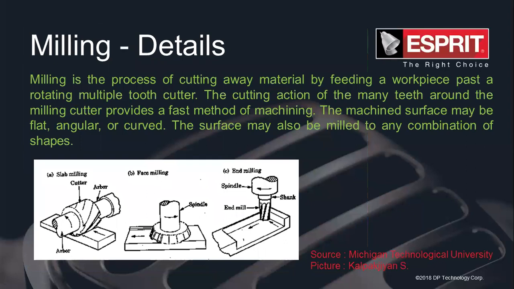Now, what is milling? Milling is a process of cutting away material by feeding a workpiece past a rotating multiple-tooth cutter. As we saw in turning operations, the workpiece rotates and the tool remains steady. Here, the tool rotates and the workpiece moves relative to it. We should know this, and it comes under the milling operation.